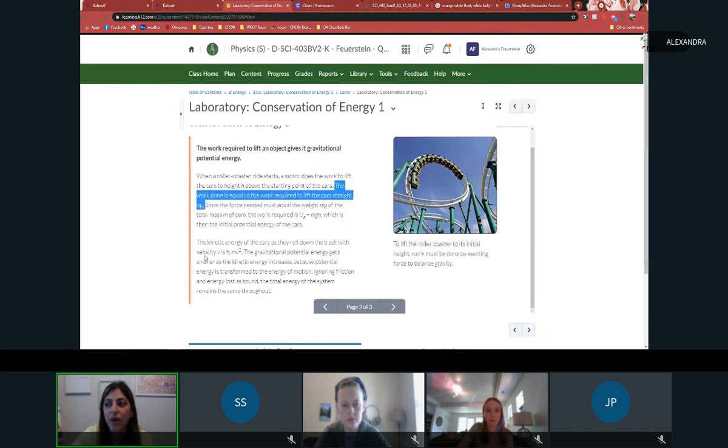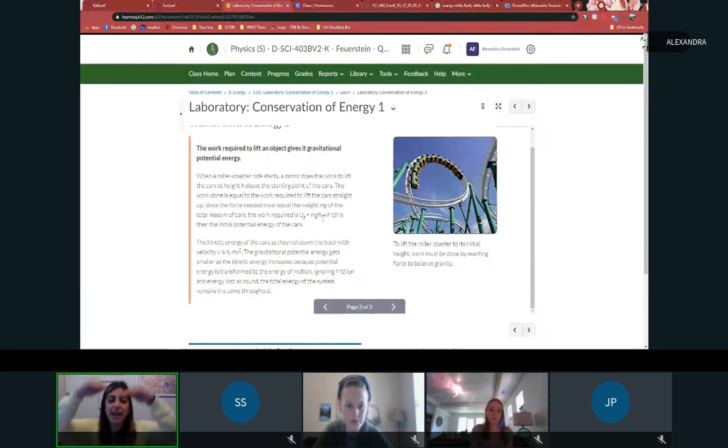We just learned about work, right? We just talked about the force of an object moving in the same direction as the force being applied is what work is. The force needed equals the weight mg of the total mass m. Remember, weight is mass times gravity. So it's talking about the total mass of the cars multiplied by gravity, the work required, and then that height. Remembering that the height is how far it travels. All it's doing right now is connecting last unit to this unit. We're talking about the work being done, and now how that translates to energy.